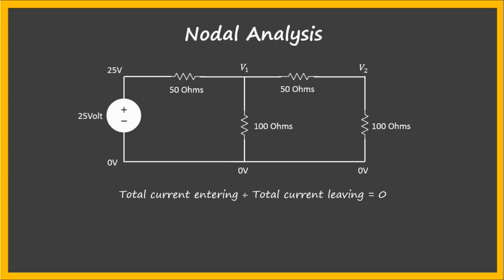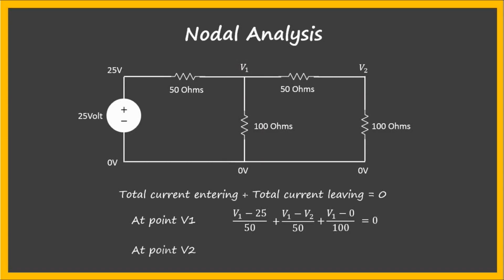Okay, now first we have to write the equation for point 1, or at V1 you can say. As there are 3 junctions joining at that point, there will be 3 terms to add here. First one is (V1 minus 25) divided by 50, second one is (V1 minus V2) divided by 50, and finally (V1 minus 0) divided by 100, equal to 0 according to KCL. At point 2 there would be 2 terms as there are 2 junctions joining at that point. First one is (V2 minus V1) divided by 50 and second one is (V2 minus 0) divided by 100. Don't forget that these terms are actually the currents entering or leaving at that point.